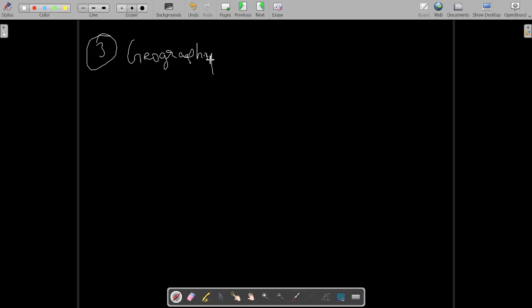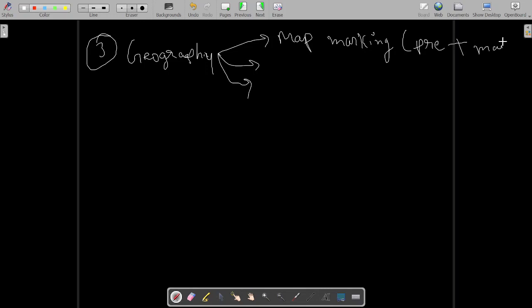Okay, third subject is your geography. Then geography is also bifurcated into three parts. One is map marking, important for both pre and mains. Okay, pre plus mains.